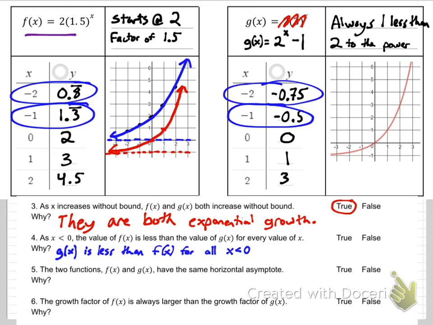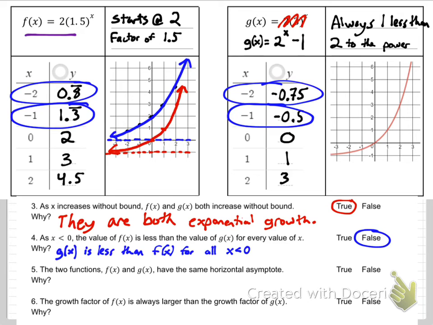Another place you can look is the tables here. You see how for negative 1, f of x is bigger. For negative 2, f of x is bigger. So once again, we see, either looking at the table or looking at the graph, this statement is false.